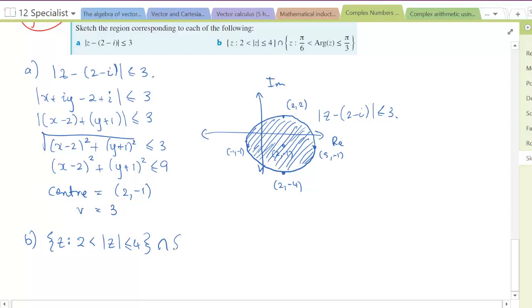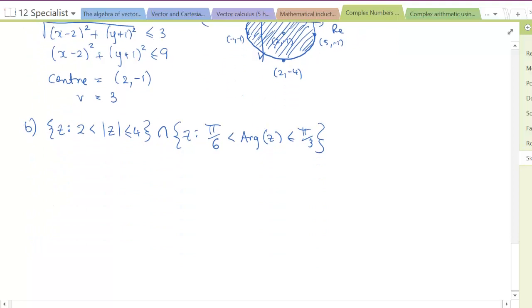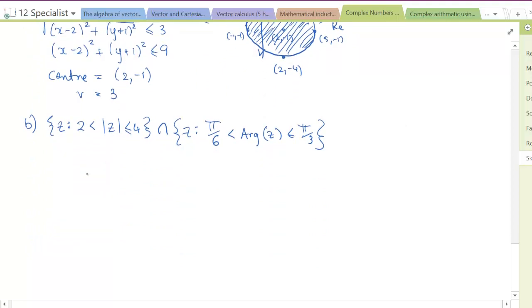And we're looking at the solutions of z such that it has an argument between pi on 6 and pi on 3, including pi on 3 but not pi on 6. Okay, so it's a combination of both. So let's sketch them both separately. Let's look at this first condition.